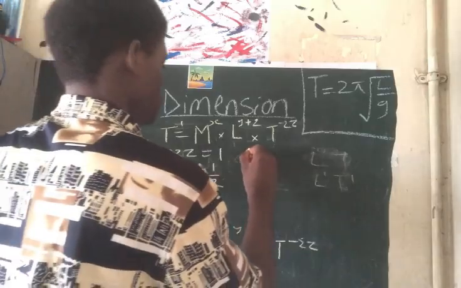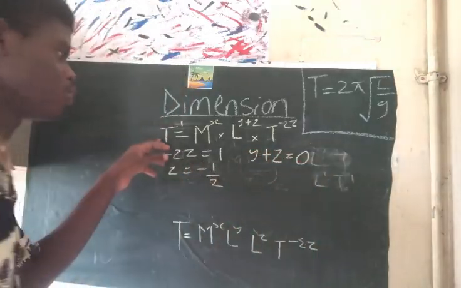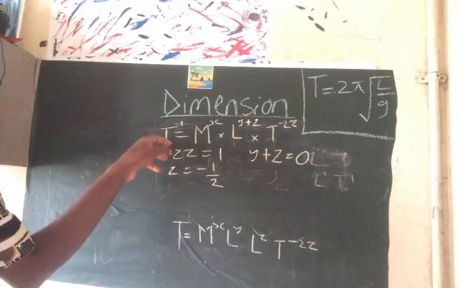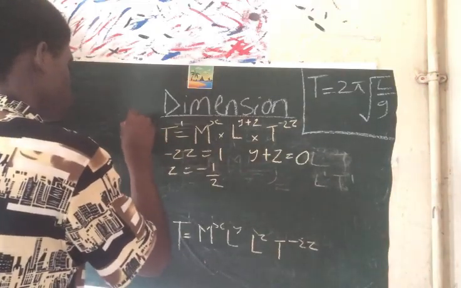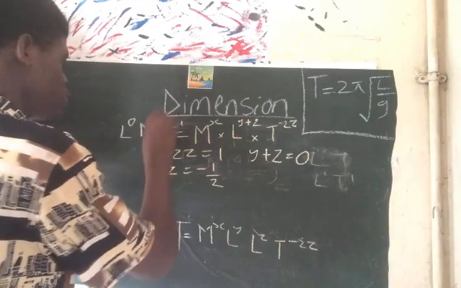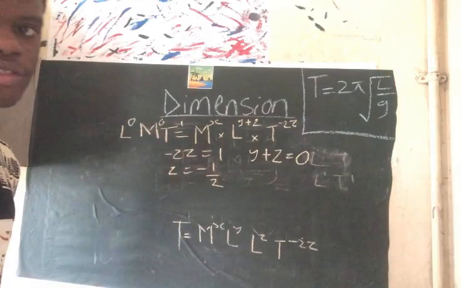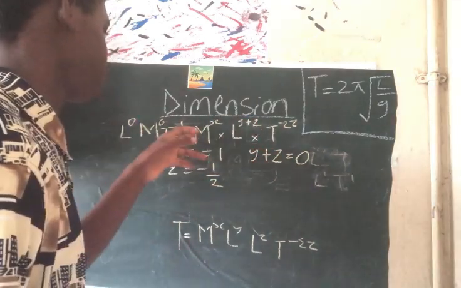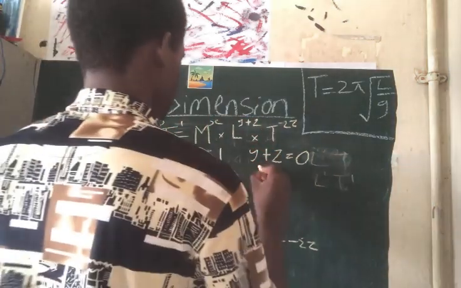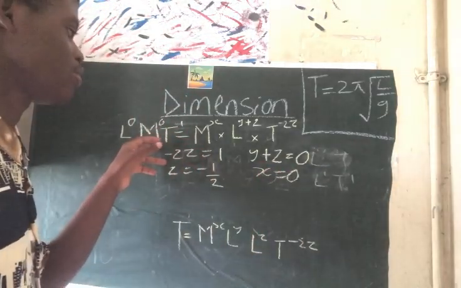On the left hand side, you say y plus z is equal to 0, because there's no length on the left hand side. So it's still something like this: L raised to power 0, M raised to power 0, because L raised to power 0 is still 1, M raised to power 0 is still 1, and 1 times T is still T. So y plus z is equal to 0. X, that's for mass, X is also equal to 0, as there's no mass on the left hand side.